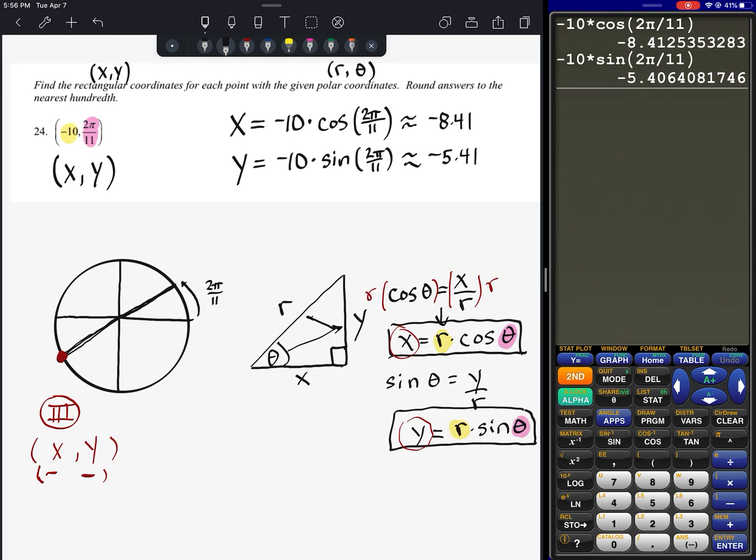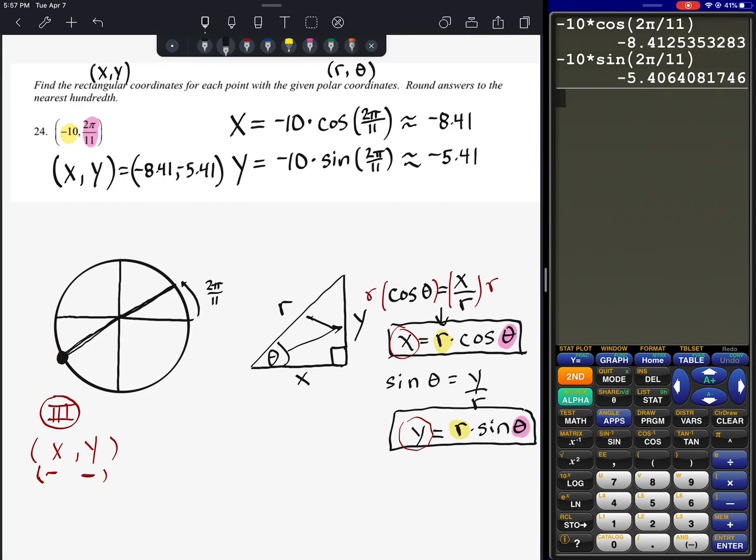And now that we have our x and our y values, that means we found the rectangular coordinates of this point. This point is going to be negative 8.41, comma, negative 5.41, which makes sense, right? That would be down in the third quadrant. All right, that is problem number 24.